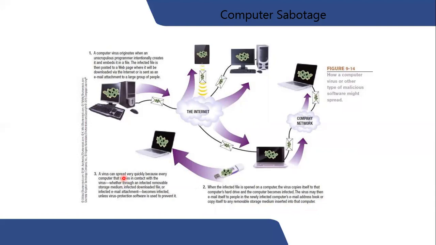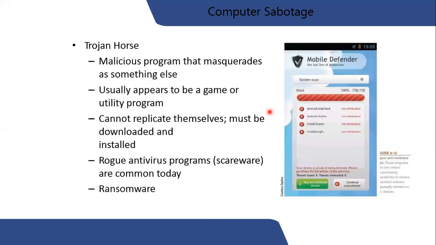A virus can spread very quickly because every computer that comes in contact with the virus, whether through an infected removable storage medium, infected downloaded file, or infected email attachment, becomes infected unless virus protection software is used to prevent it. So this is how a virus or other type of malicious software might spread on a network. Computer sabotage.